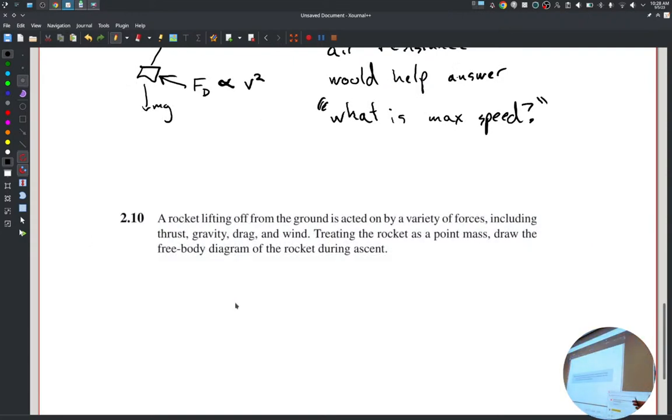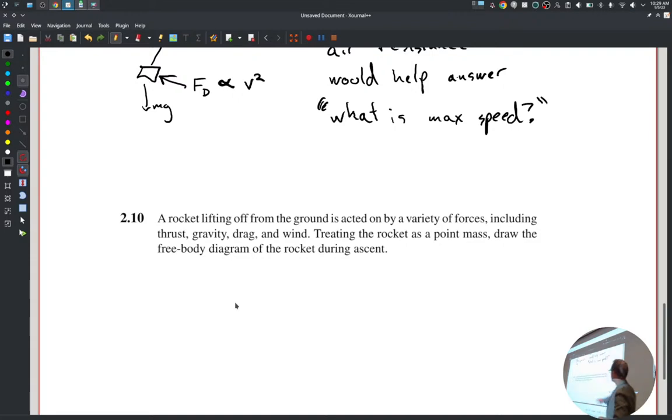Now we can do some rocket science in the last couple of minutes that we have in the class. So we've got a rocket lifting off the ground. It has thrust, gravity, drag, and wind.